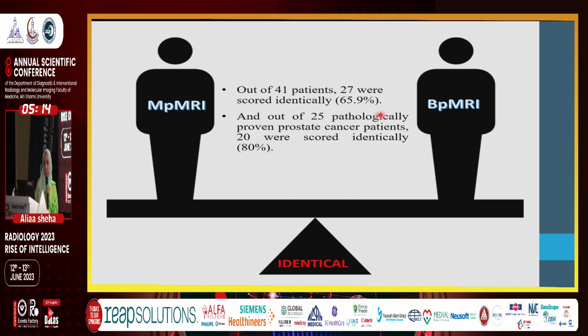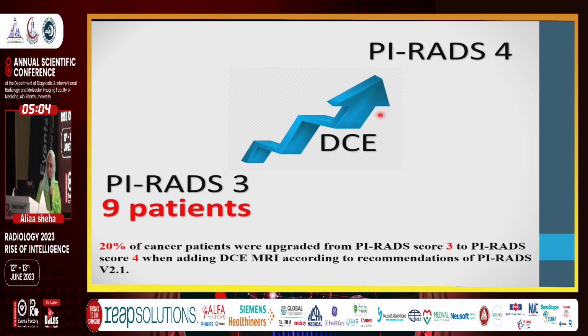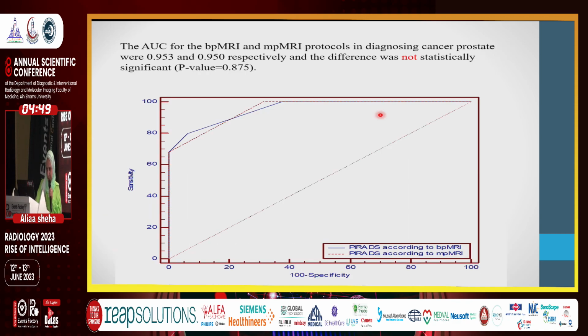So the multiparametric scored the patients identically in 20 of the 25 patients with prostatic cancer. So 9 patients were upgraded from PIRADS 3 to PIRADS 4 according to dynamic contrast images. 20% of the cancer cases were upgraded when adding the dynamic contrast enhanced images.